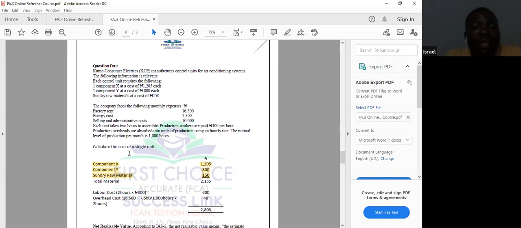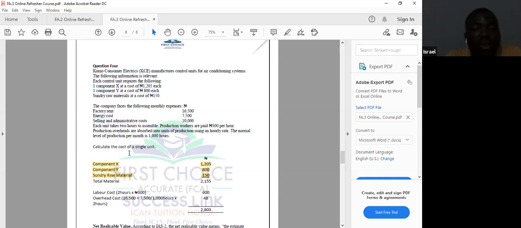Then energy cost is 7,500. It's still part of the total cost that we incurred. Then after that, they told us also that the selling and the administrative cost is 10,000. Each unit takes 2 hours to assemble. Can you see 2 hours to assemble? That means there is a cost of labor. So for 1 unit, you need to calculate the cost of labor.